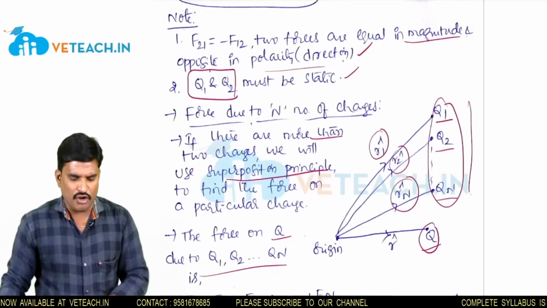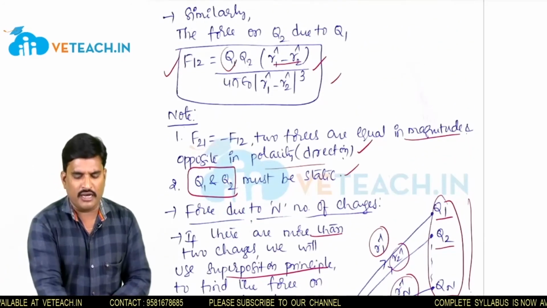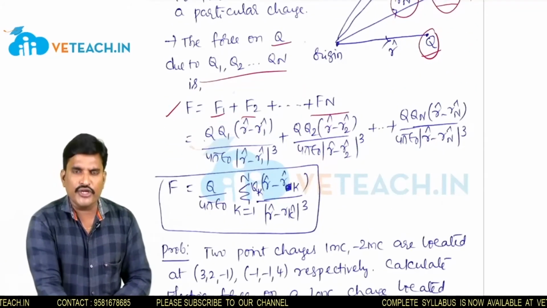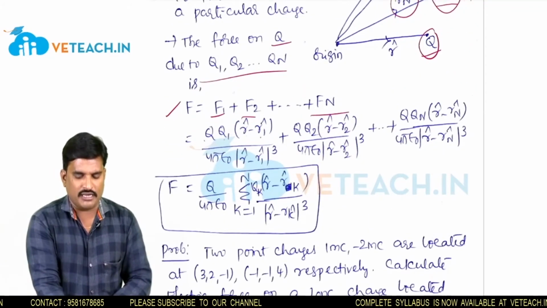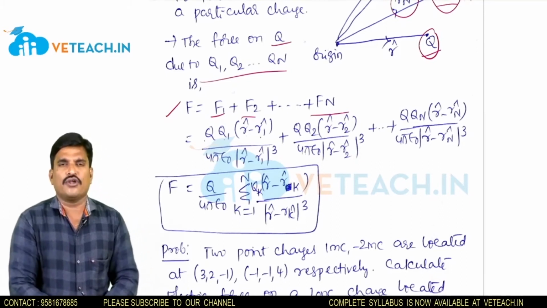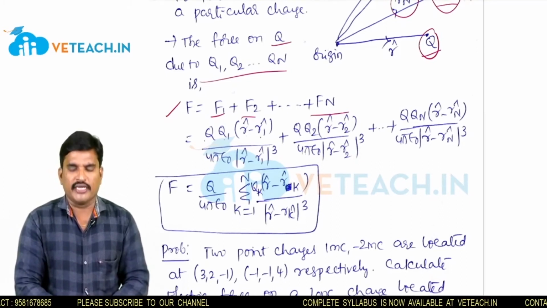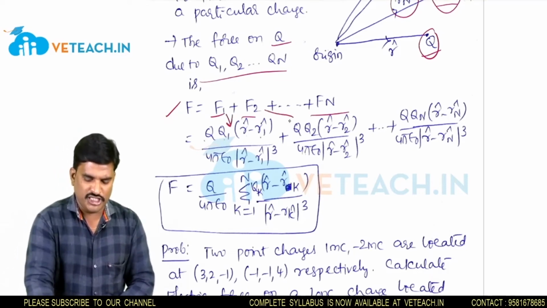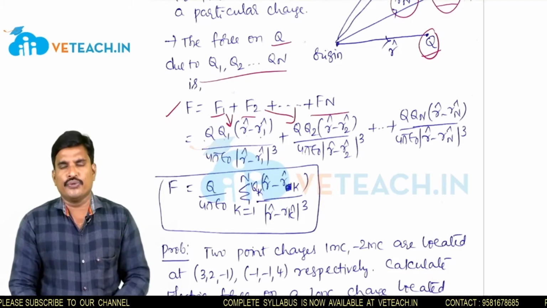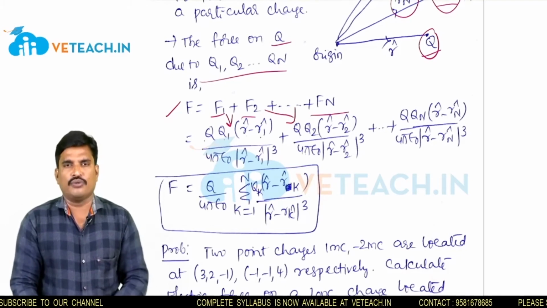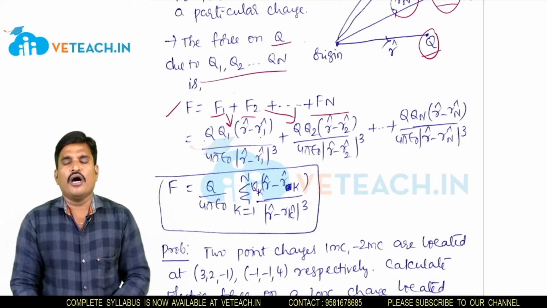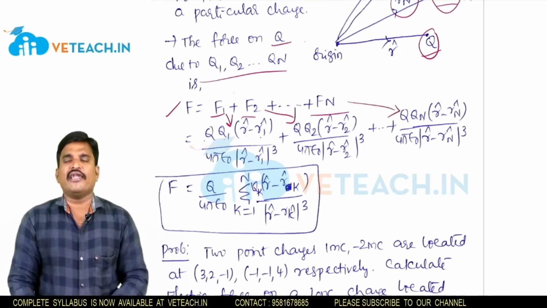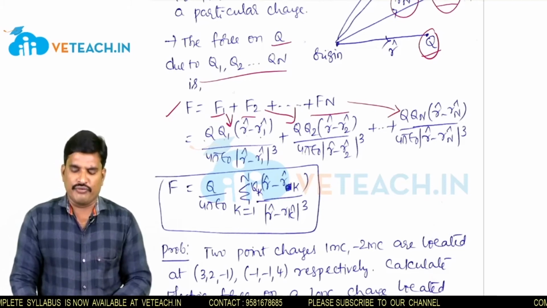Based on that expression, you already know it is Q1 Q2, but the first charge here is Q only. That's why it is Q into Q1 of (R minus R1) by 4 pi epsilon naught into mod of (R minus R1) whole cube, plus. This is for the first force. This is for the second force: Q2 into (R minus R2) by 4 pi epsilon naught into mod of (R minus R2) whole cube, plus and so on, plus finally this is for the n-th charge, that means Q Qn by this one.